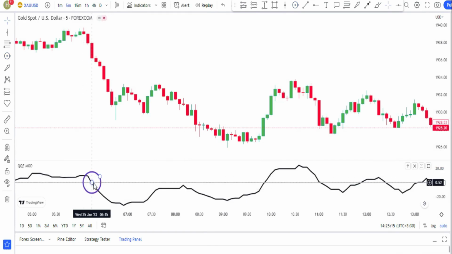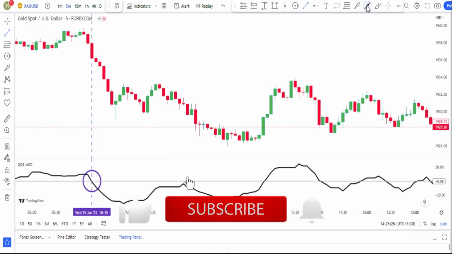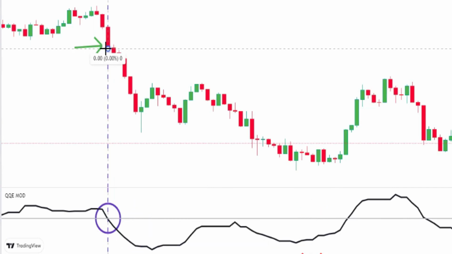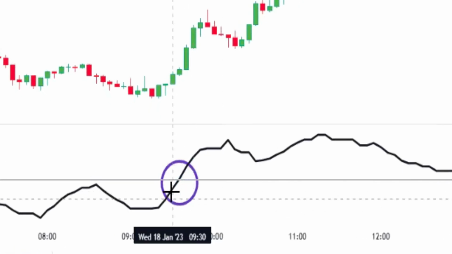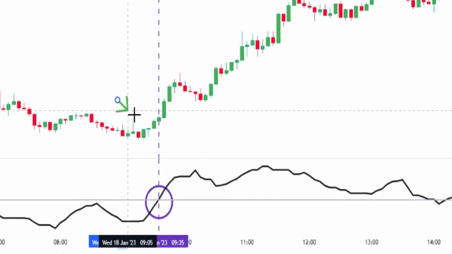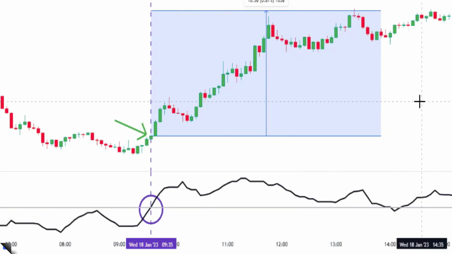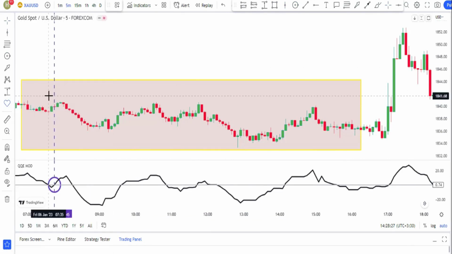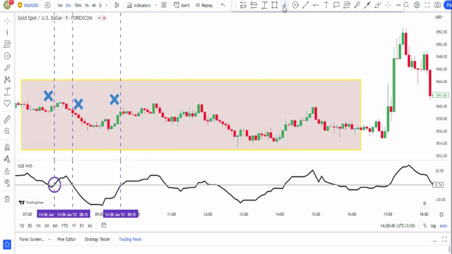For example, here the QQE line has issued a sell signal, so we can enter a short trade. And in this example, the QQE line has issued a buy signal, so we can enter a long trade. But when the market moves sideways, just like these examples, fake signals are issued because we have not used any other method to filter the false signals.